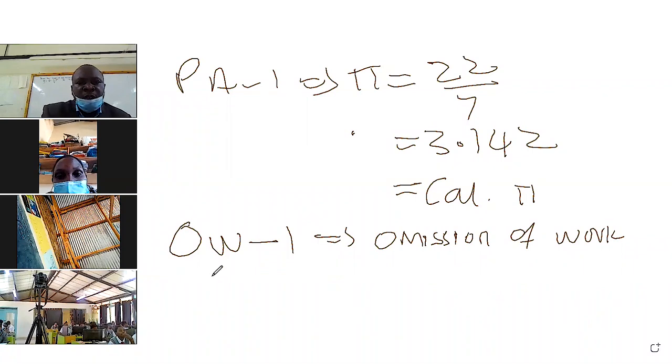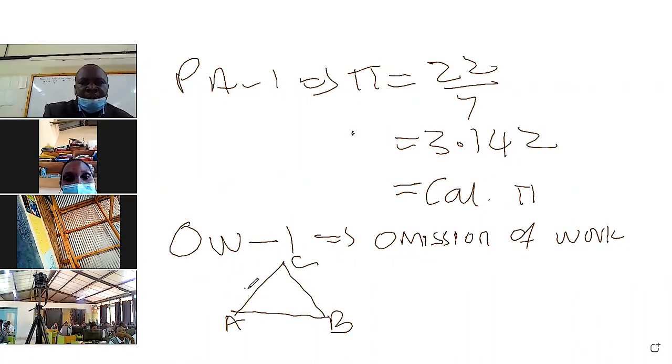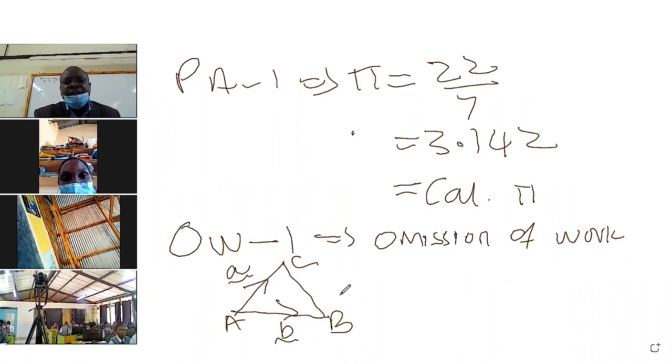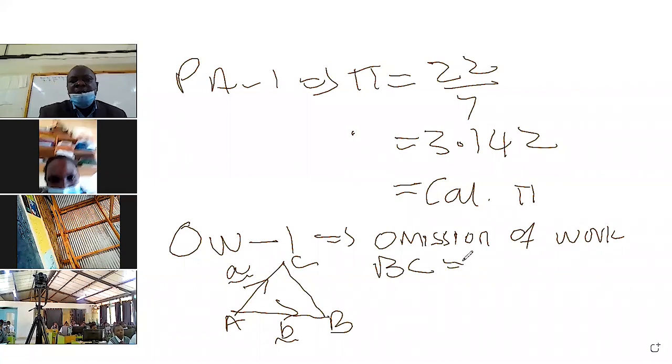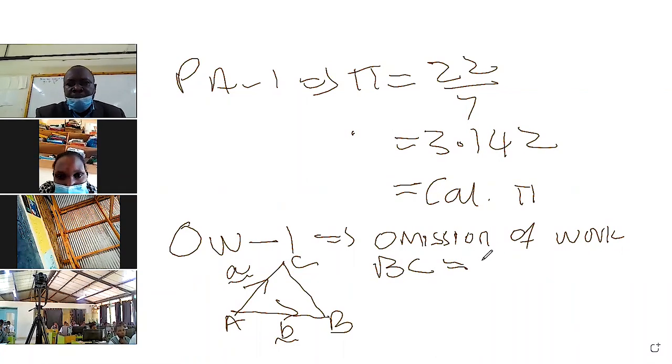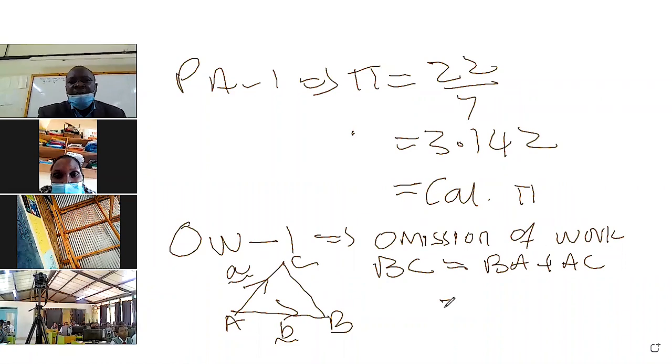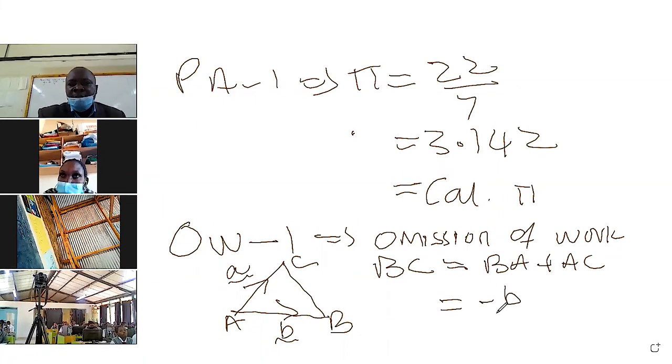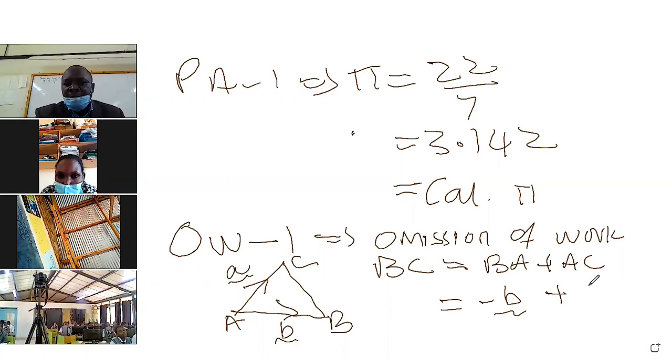For example, if you have been given a triangle ABC, whereby that is factor A, and then this is factor B, and then you are told to express BC in terms of factor A and factor B. We know that BC should be the same as BA plus AC. And when we work out this, then BA is going to be negative factor B plus factor A, which can also be worked out as A minus B. So we have got the factor signs.